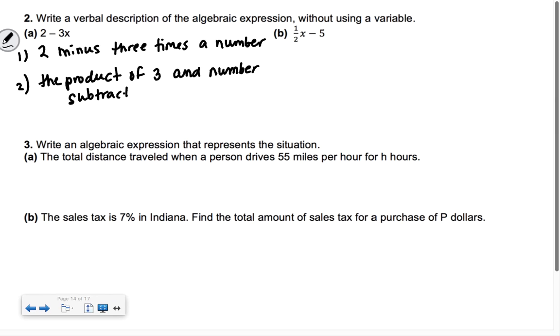Subtracted from 2. You could say that. Does that make sense? So there's lots of different ways that you could say these things. All right, how about the next one? 1/2 x minus 5. How could you write it out using words? Try to do it in a fancy way.